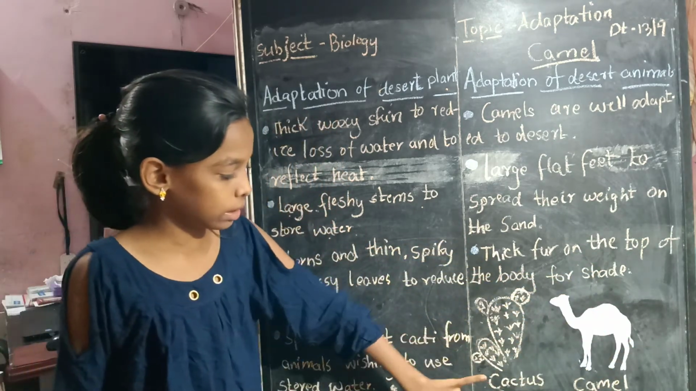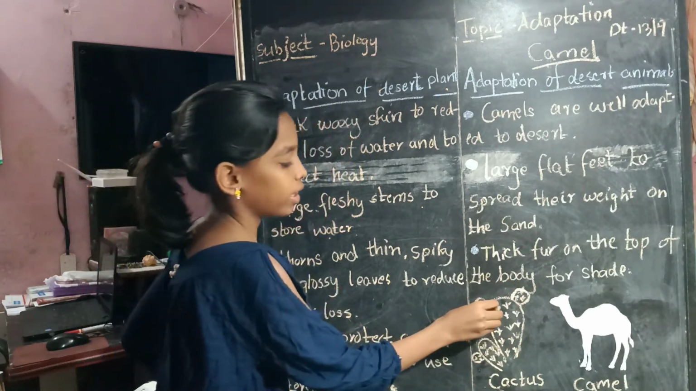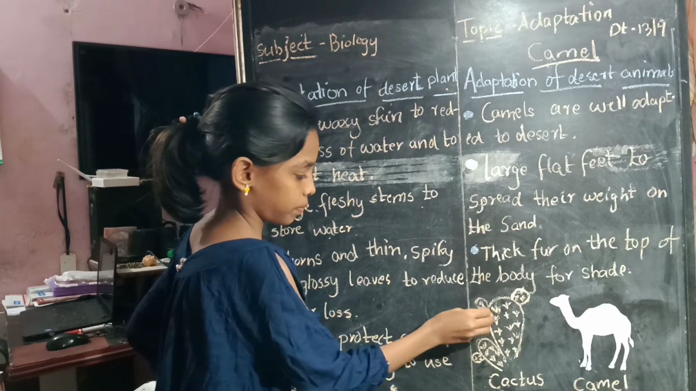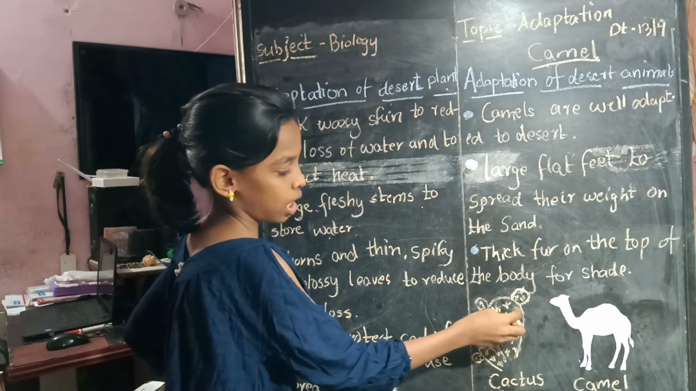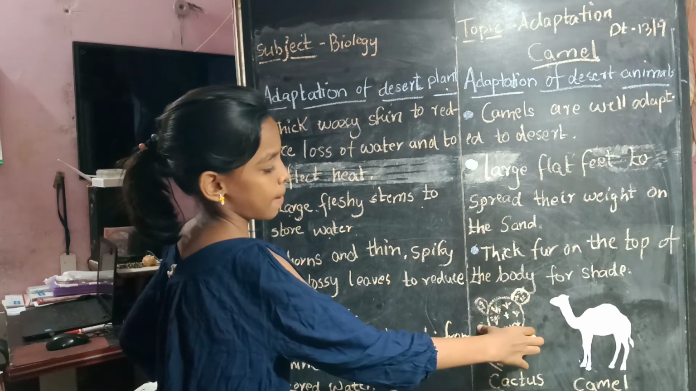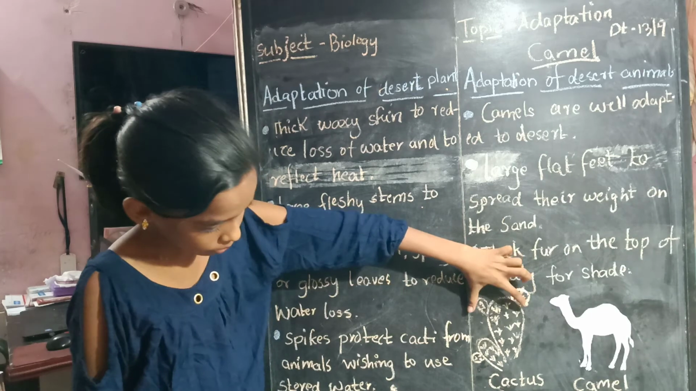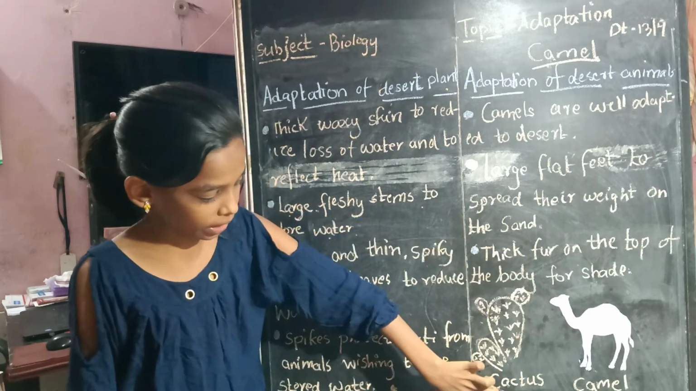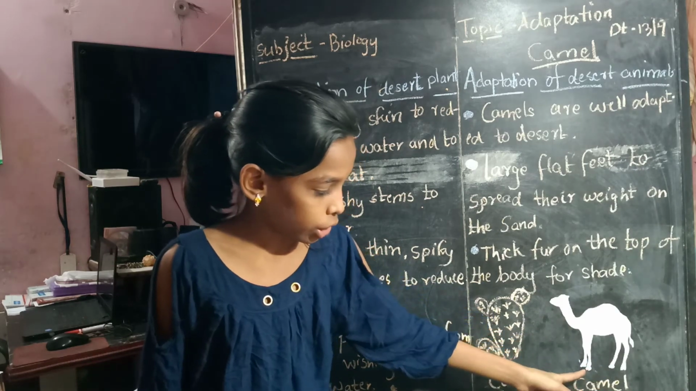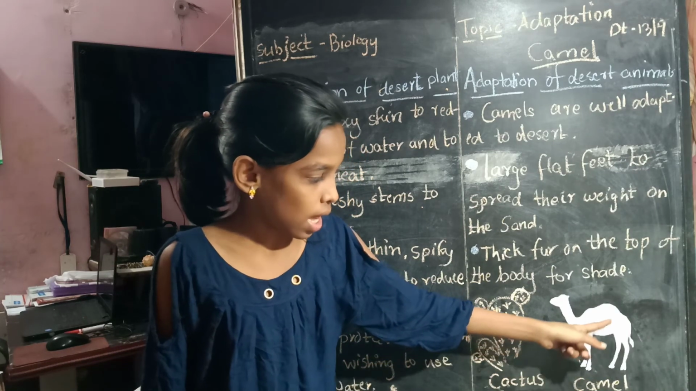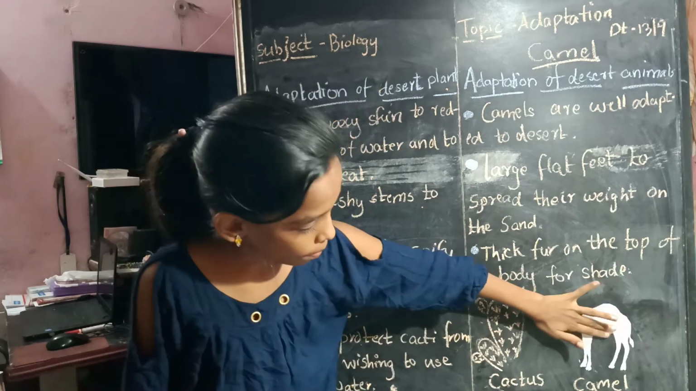Okay. So this is the diagram of a cactus plant. Here you can see the spikes, and the large fleshy stem over here. This is the diagram of the cactus, and this is the camel. Here you can see the feet and the fur. So this is the camel.